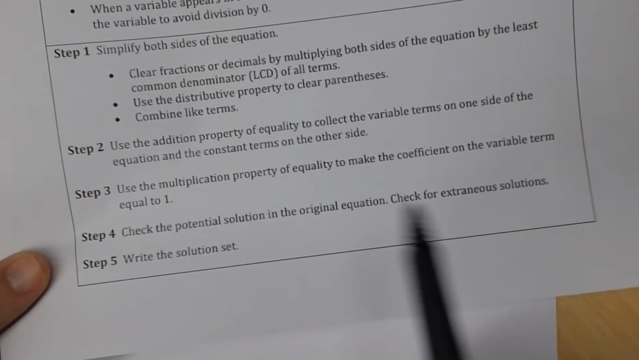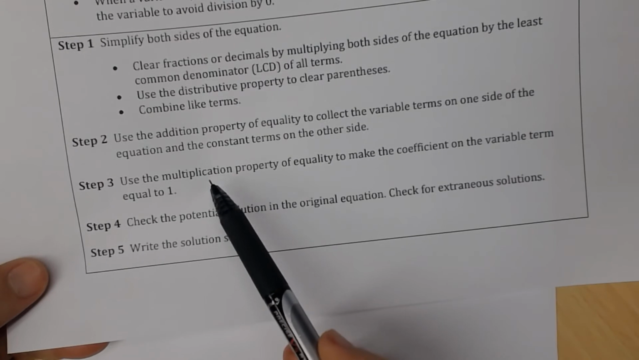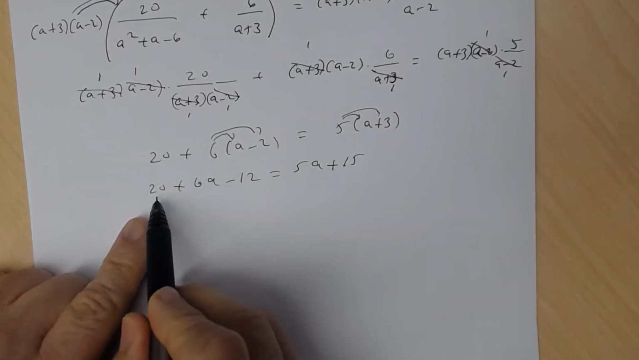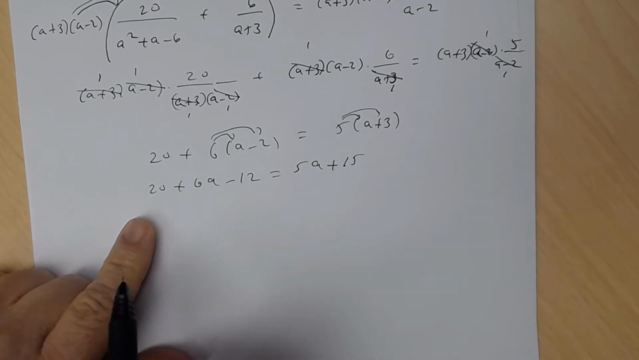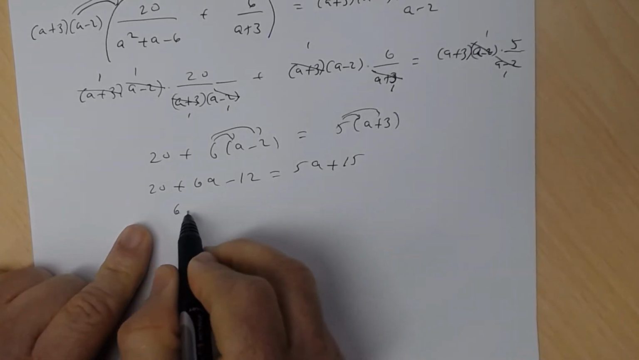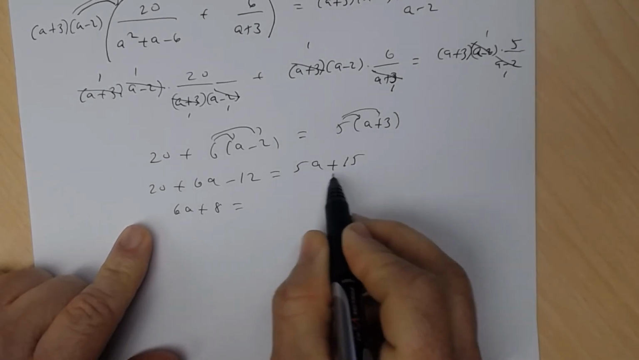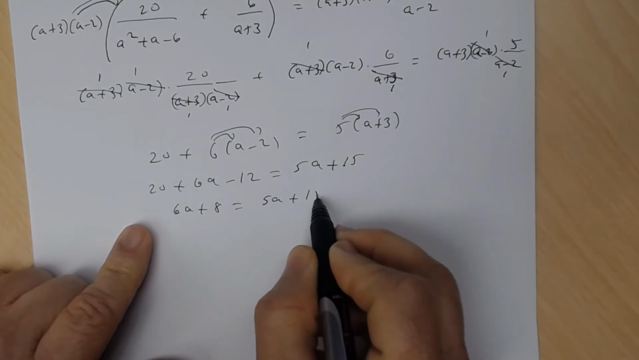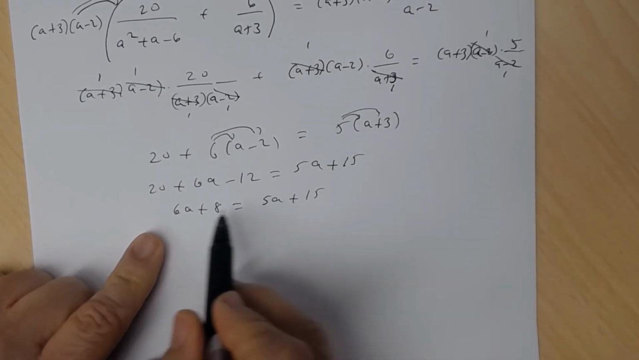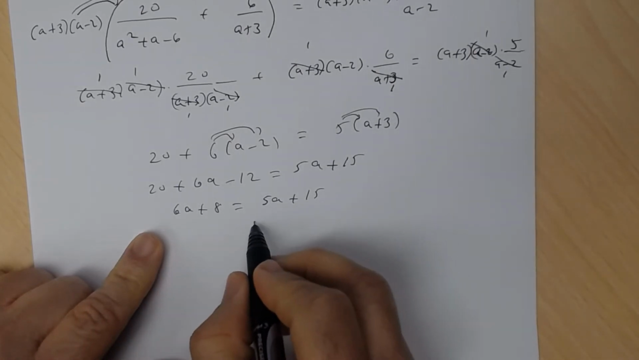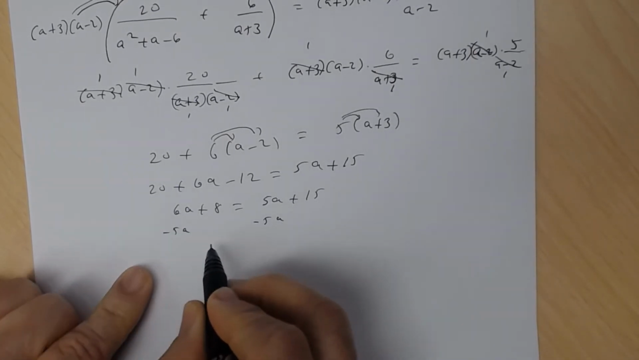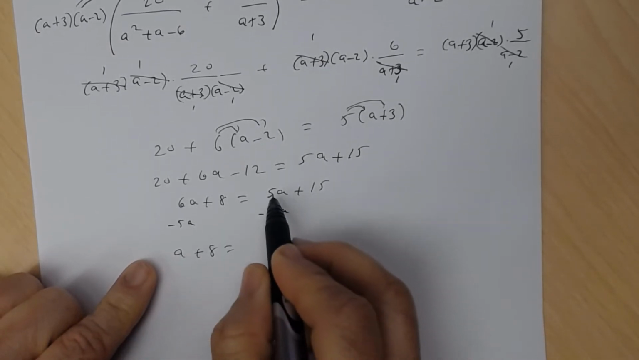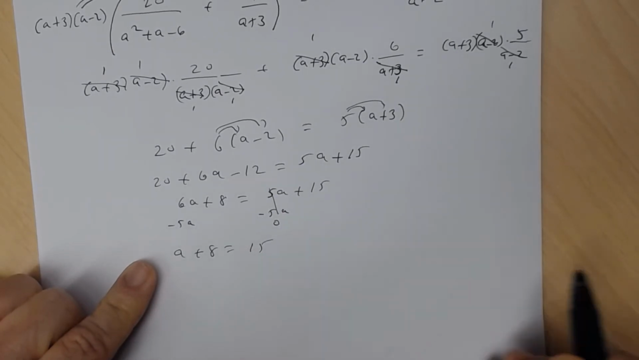Step 2 is where you're going to combine like terms. And then step 3 is to get the variable by itself. So combine like terms. I get 20 and a negative 12 is 8. So I get 6a plus 8 equal. And then I cannot combine anything on this side, so I get 5a plus 15. And then I'm going to bring all the variables to one side, constants to the other. So I'm going to subtract 5a from both sides. And so combine like terms again. 6a minus 5a is a, plus 8 equal, this is 0, 0 plus 15 is 15.